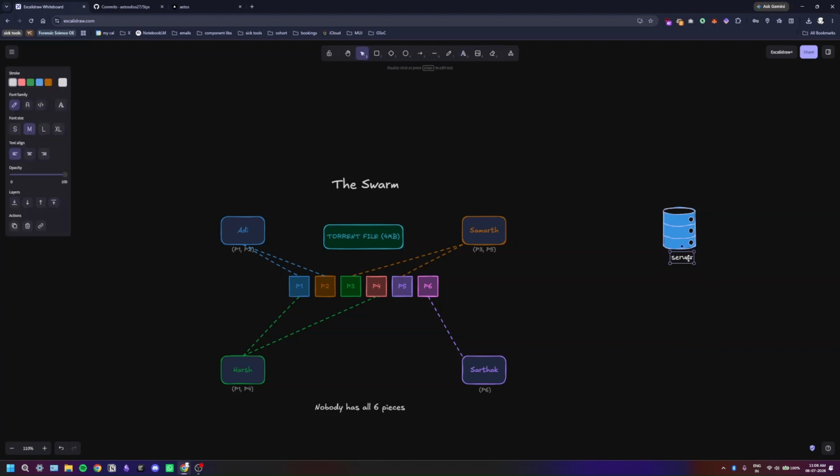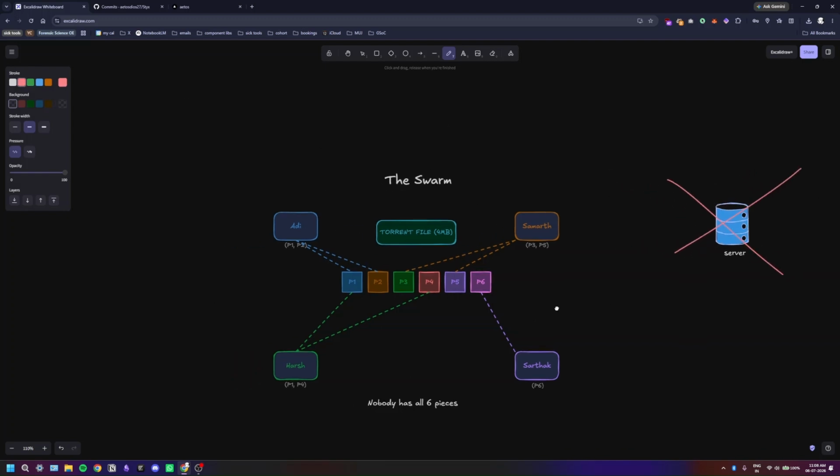and what you might expect is that there is one server which gives you the file and you download it from there, but that is not the case. That is totally not the case with how torrents work.